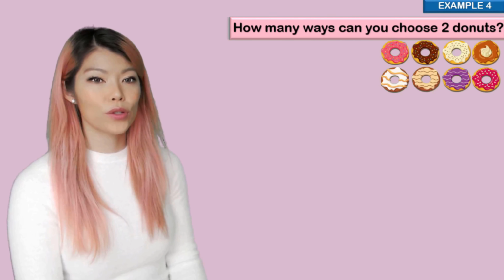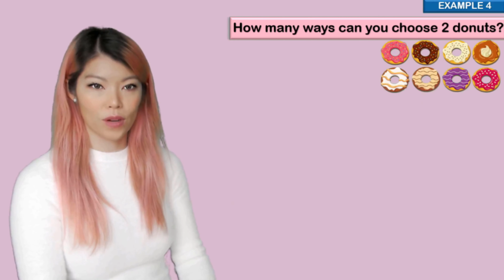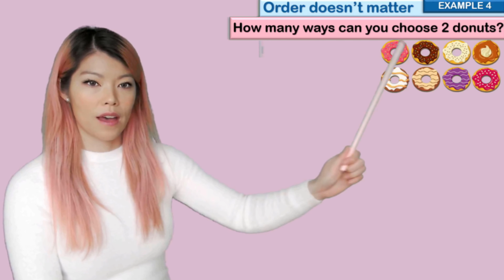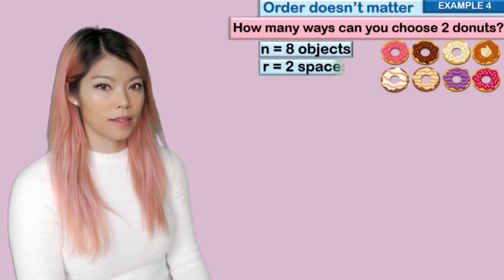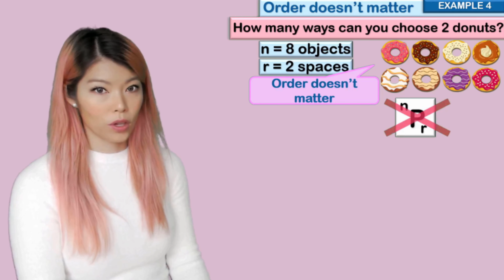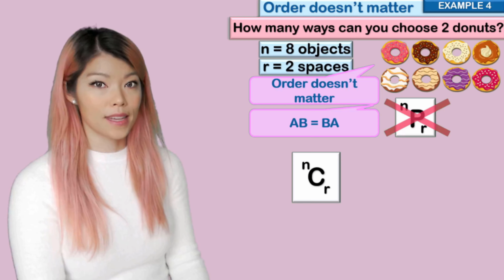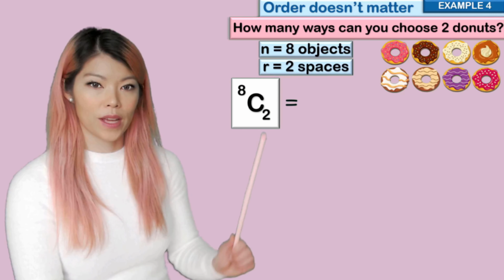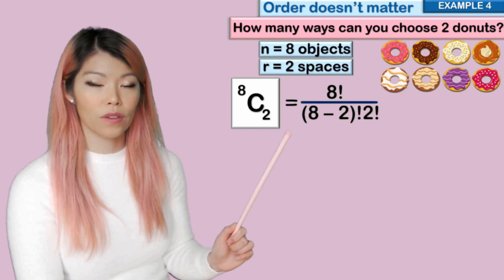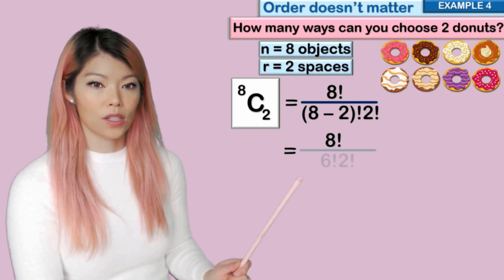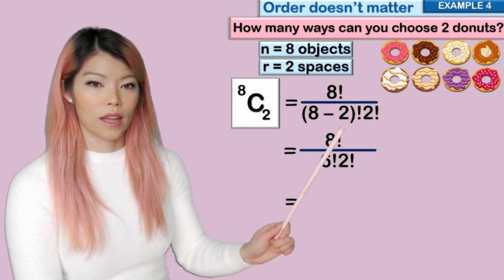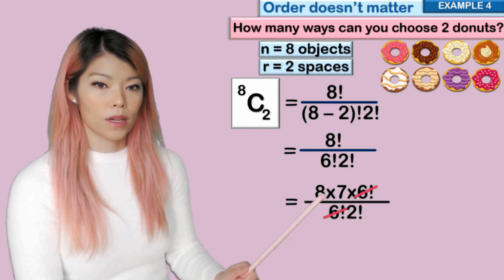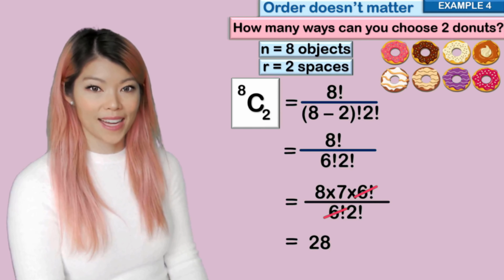Example 4, how many ways can you choose 2 donuts from these 8 different flavored ones? So it doesn't matter what the order is. So we have 8 objects and the number of spaces is 2, and we don't care about the order, so we're not doing nPr, we're doing nCr, where n is 8 and r is 2. Let's plug that in. So we have 8 factorial over 8 minus 2 factorial times 2 factorial, which is 8 over 6 and times 2. The 8 becomes 8 times 7 times 6 factorial, cancel out the 6 factorial, and then 8 divided by 2 is 4, 4 times 7 is 28.